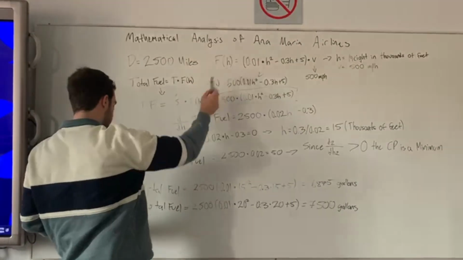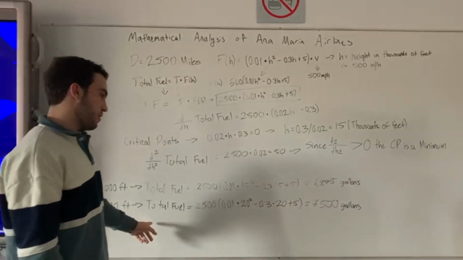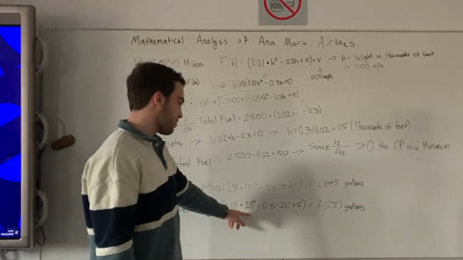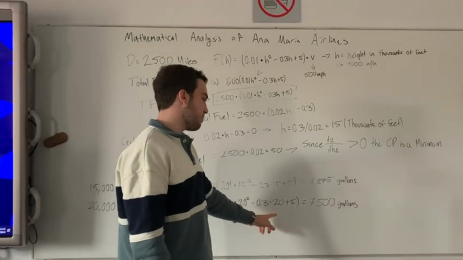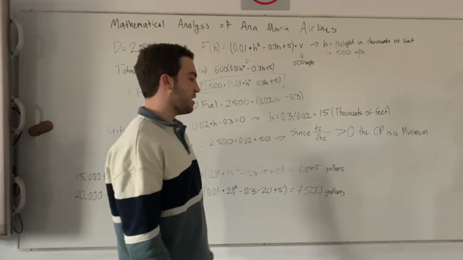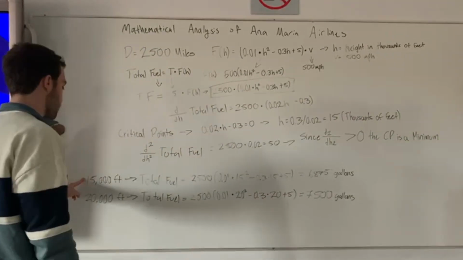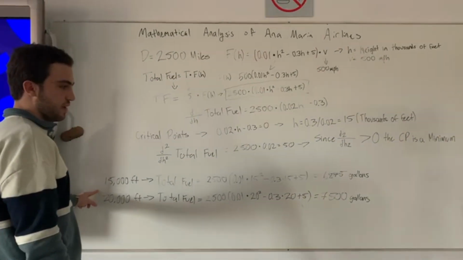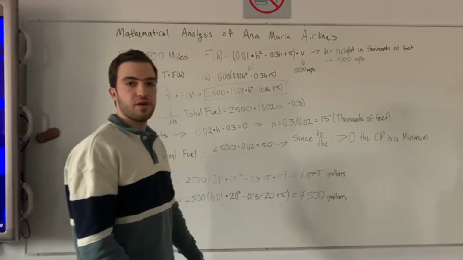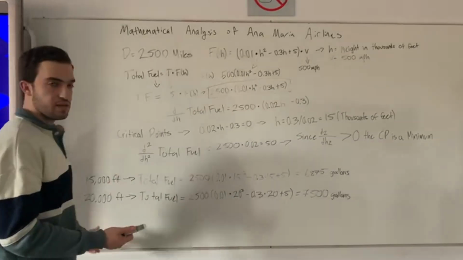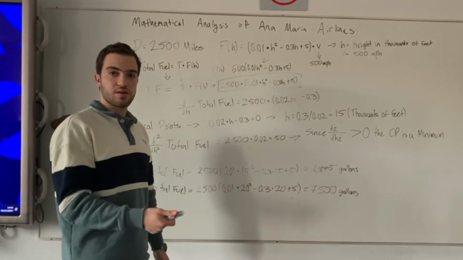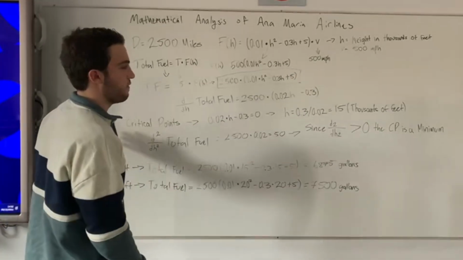If we were to compare this to flying at 20,000 feet, we can also plug in 20 into the fuel consumption formula, which is going to give us 2,500 times 0.01 times 20 squared minus 0.3 times 20 plus 5, and a total of 7,500 gallons. What does this mean? That by traveling at 15,000 feet instead of 20,000 feet, we're able to save upwards of 500 gallons of fuel over the whole flight, which is equivalent to over $3,000 of savings over the whole flight.